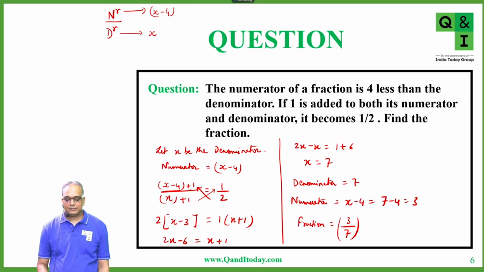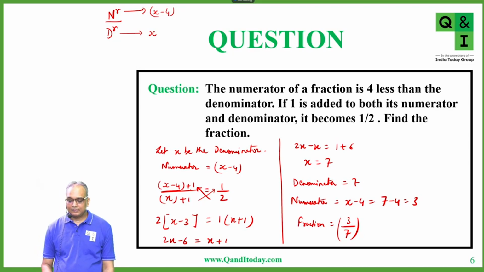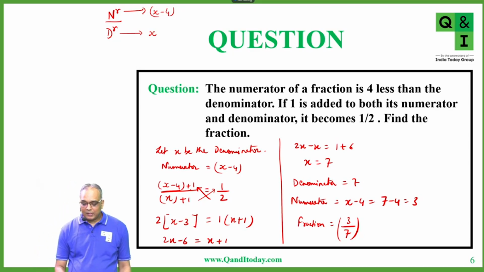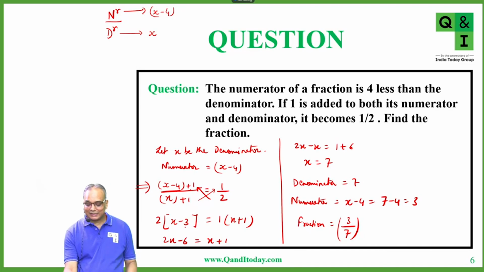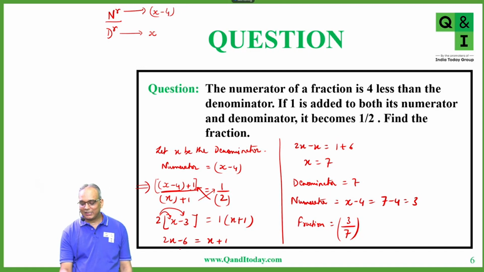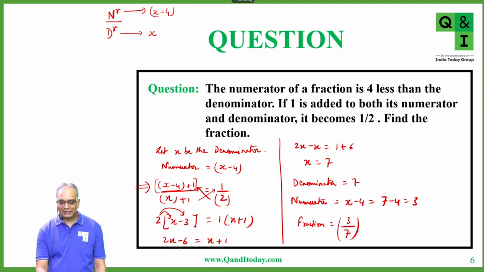So how did you get 6 there? See, if you see this step, x minus 4 plus 1. So minus 4 plus 1 will be minus 3. And then you take 2, which is in the denominator, and cross multiply it with the numerator on the other side. So 2 times x minus 3. Now when you take 2 inside, it will get multiplied to x as well as 3. So you will get 2x minus 6.